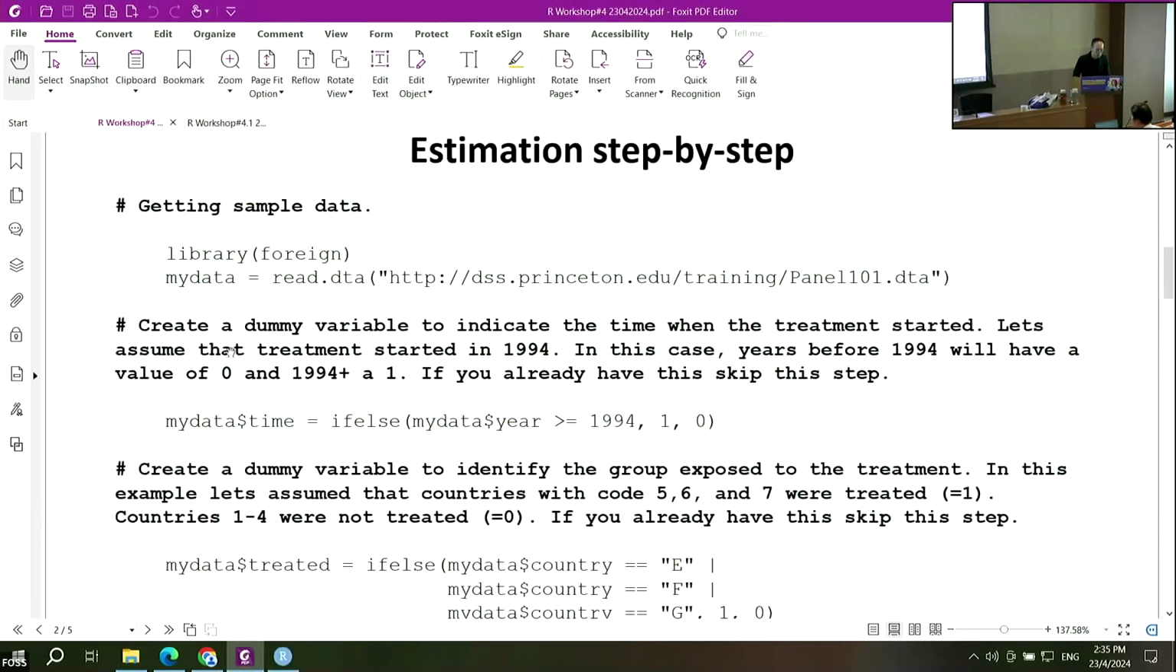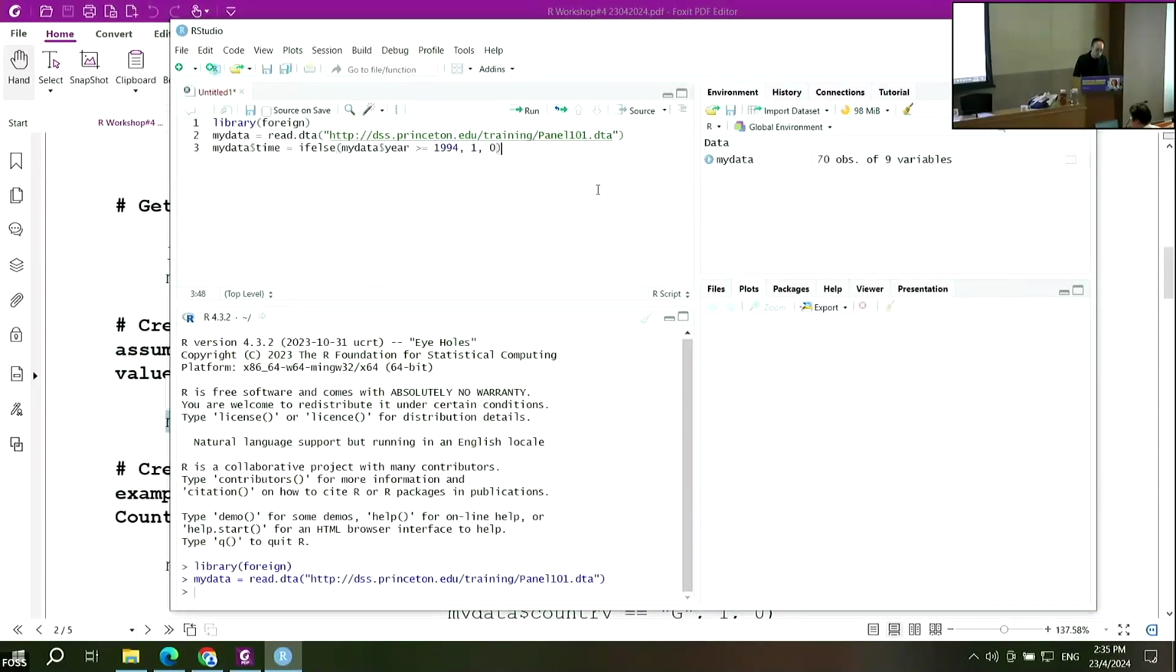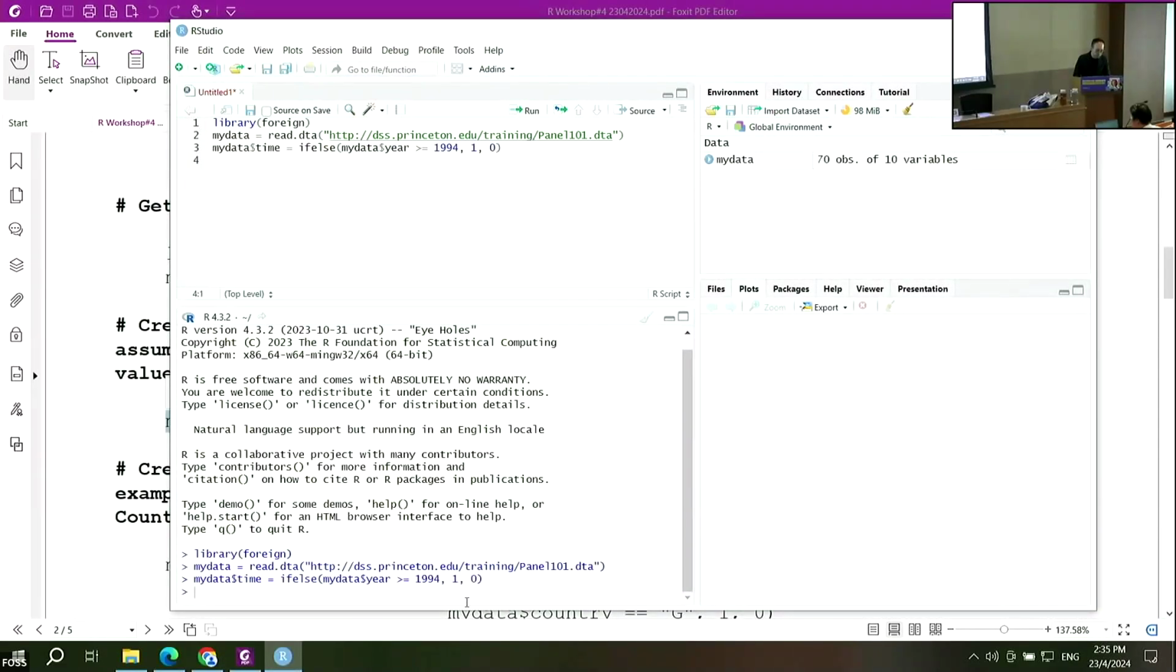What you want to do now, as what I showed you, is to create what I call a dummy variable to indicate the time when the treatment started. And then you can work on my data versus time. This is to create an interaction term. I made it available for you to just copy paste. If you do this, you can run that. Okay, this is your data.